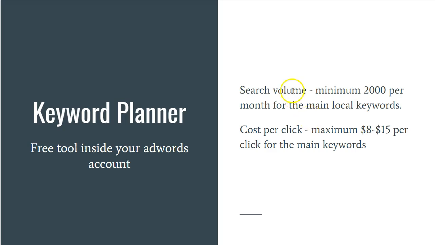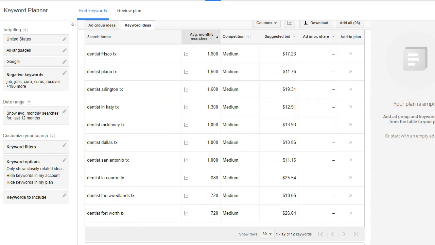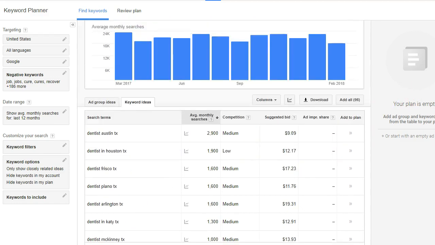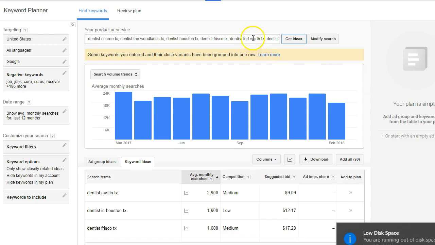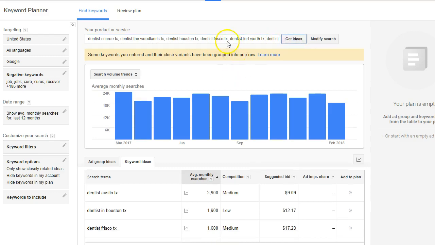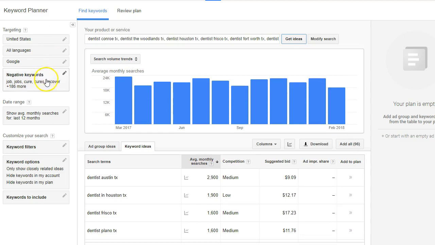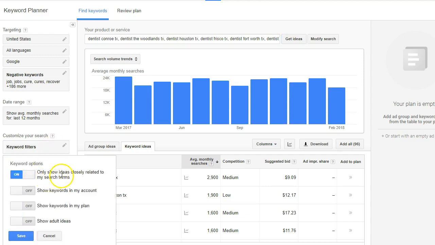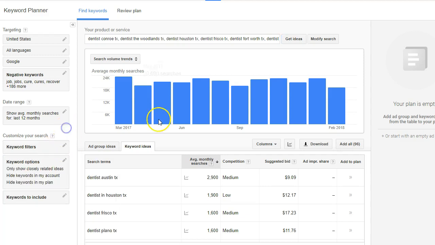Okay, so now how do you check the search volume? This is the Keyword Planner tool I have open, and over here we have different keywords, the location, targeting United States, and some negative keywords. I use some general negative keywords, but you don't have to use them. And make sure you select only show ideas closely related, so that other keywords don't mess up your data.